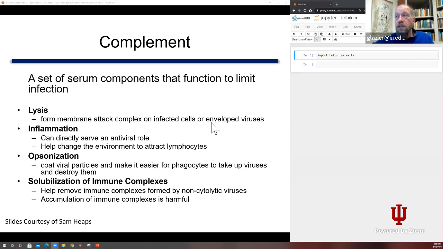So lysis would be an example of that, where there are actually molecules that attack the virus and break it down directly. Another one is that there are molecules that stick to the surface of the virus and lead to the virus being eaten, being phagocytosed by phagocytes, which take it out of circulation. In some cases, the virus can then infect them as a host, which is a problem.